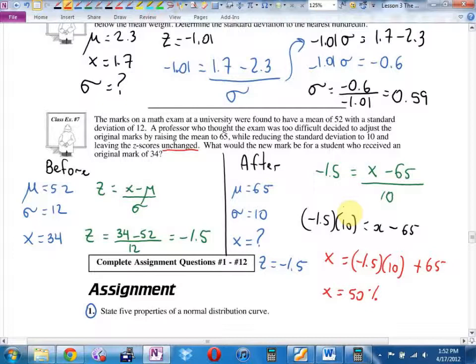So this is the idea of a Z-score. The key thing you have to be able to do after today's lesson, Emily, is if I tell you the actual score, the mean, and the standard deviation, tell me the Z-score. In fact, if I give you any 3 of these, find the fourth.